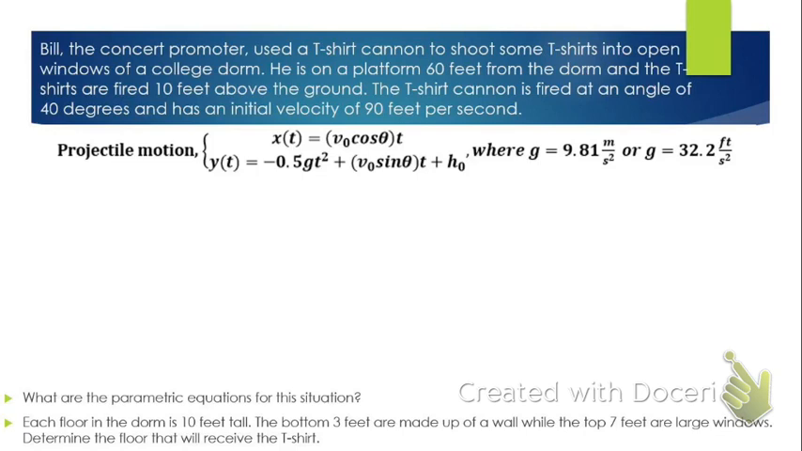Bill, the concert promoter, used a t-shirt cannon to shoot some t-shirts into open windows of a college dorm. He is on a platform 60 feet. So is that 60 his height? Is that a vertical or a horizontal distance? That's a horizontal distance. So write that down. 60 is how far away he is horizontally. That's really important because we can easily find t.